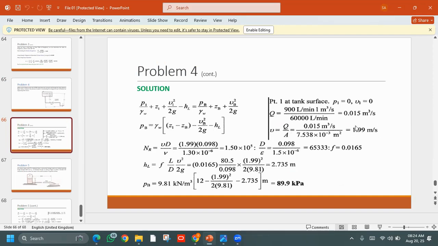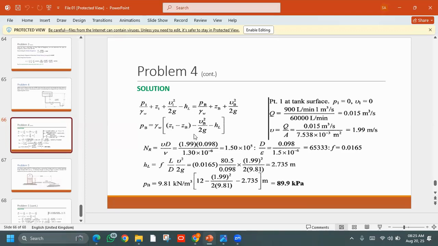Let's put this value into the main equation, which is related to the Reynolds number. As we know, the Reynolds number and D over E will be used to find the value of friction factor, which is the main parameter to find out the head loss, which will be used in this equation. So how can we find the value of friction factor? We already discussed that in the previous problem. We have the value of Reynolds number and the D over E value.